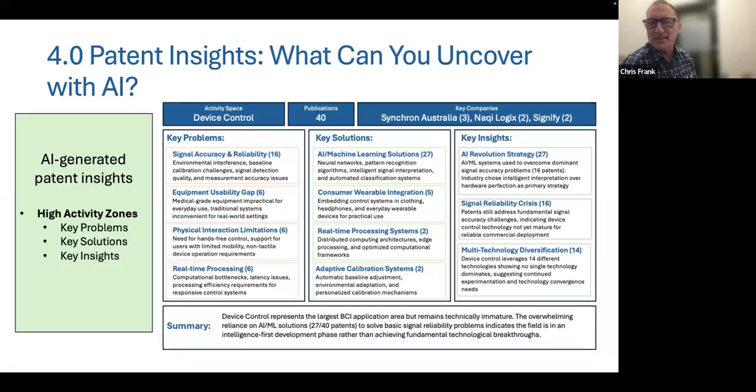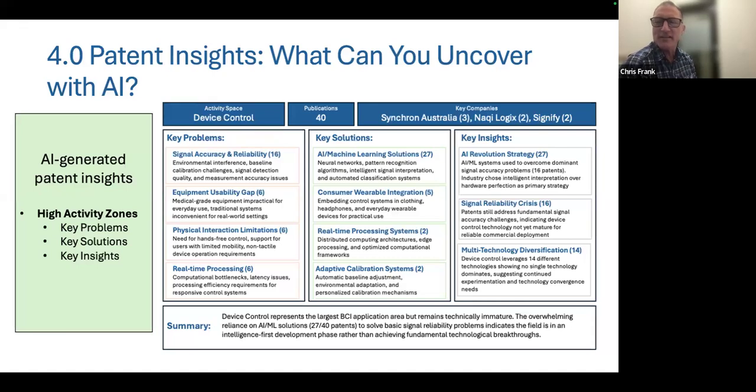Key solutions. Let's just look at the top one. Not a surprise: AI, machine learning solutions, neural networks, pattern recognition algorithms, intelligent signal interpretation, and automated classification systems. People are solving these device control problems with AI in 2025. Big surprise, right? Now let's go over to the key insights. Here's what the AI tells me.